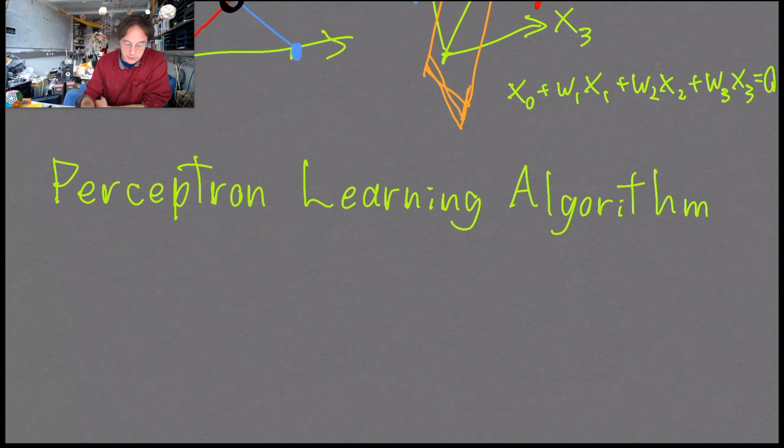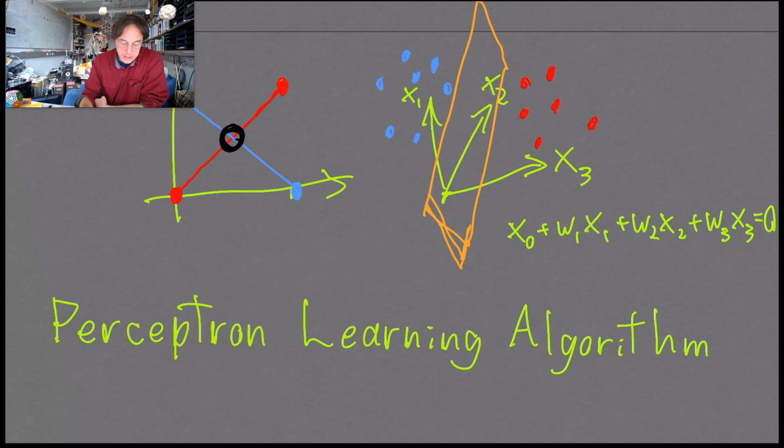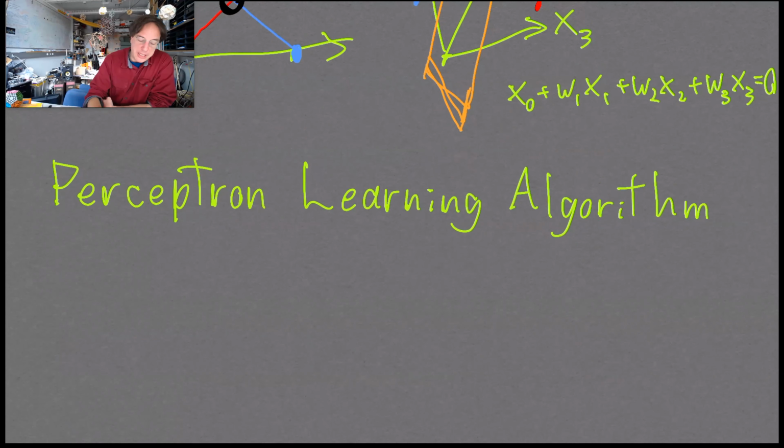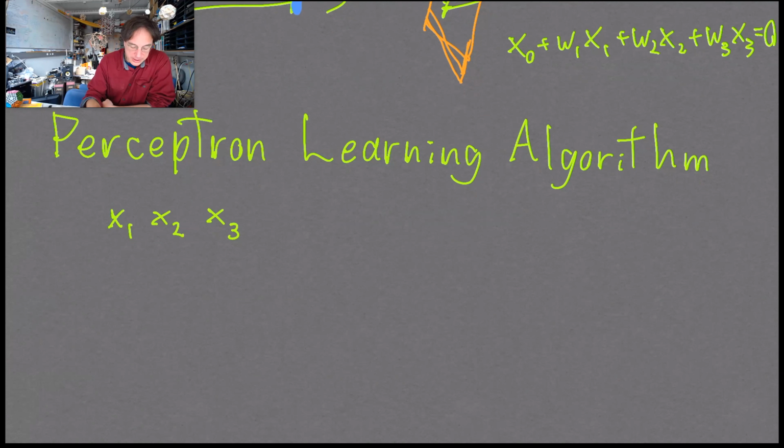Okay, so how would we do that in this case? First of all, what are we being asked to do? We have some examples, some example inputs. If these are the inputs, and we have some desired output, then how can we set the weights?